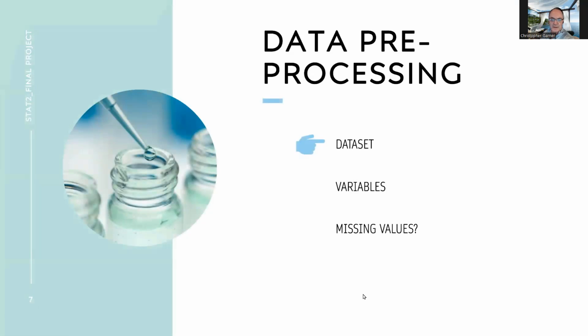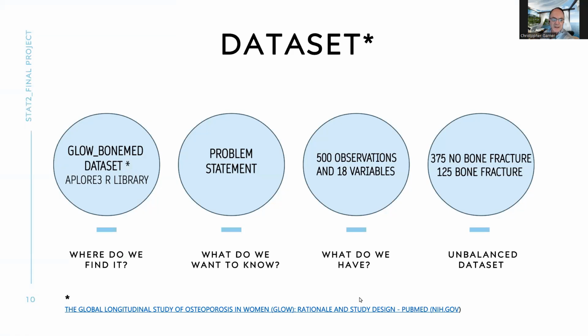Data pre-processing. Let's take a look at the data set, then the variables, and then we'll check for any missing values. Our data set, and as you can see, we've got the link below. So if anybody would like to take a look at it, we can send that out. We're looking at the GlowBone Med data set in the Aplore3R library.